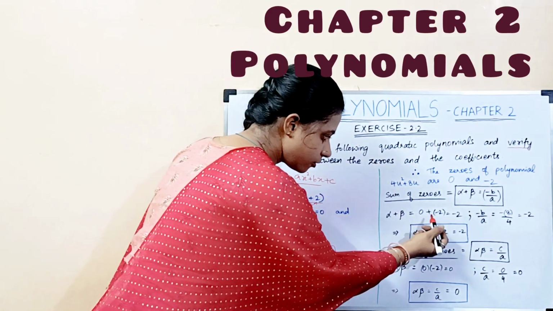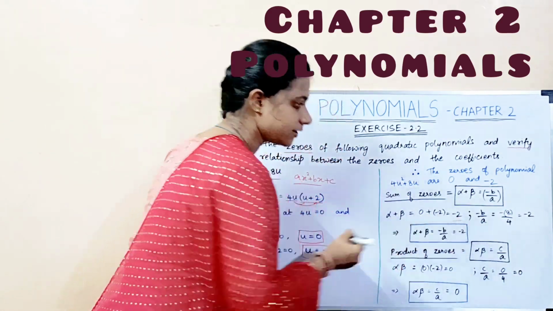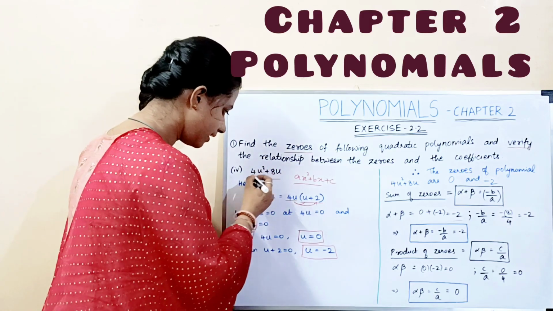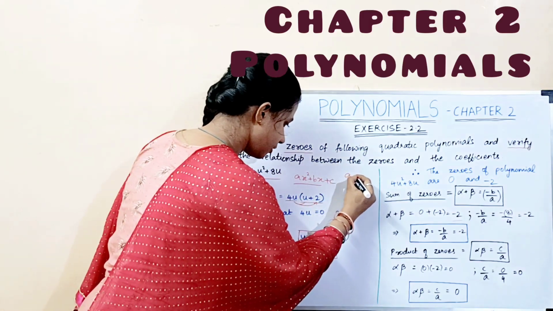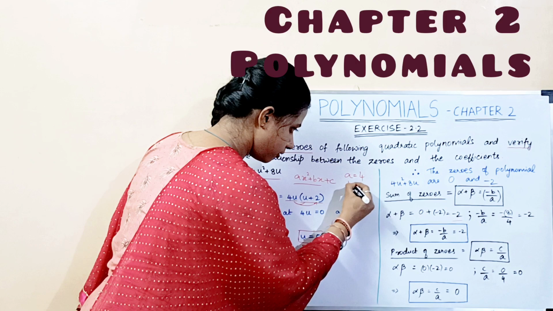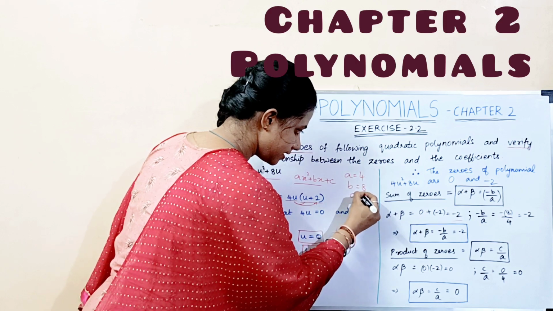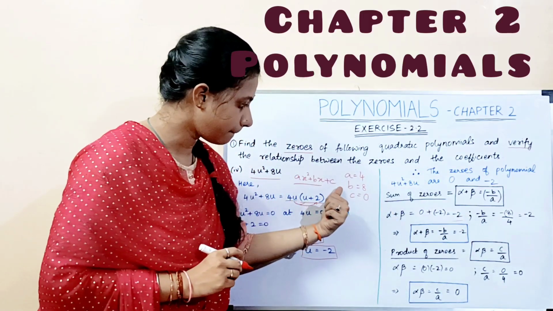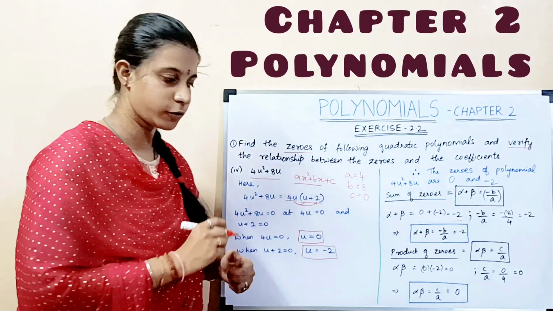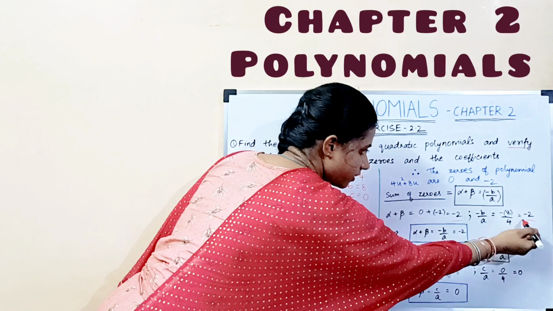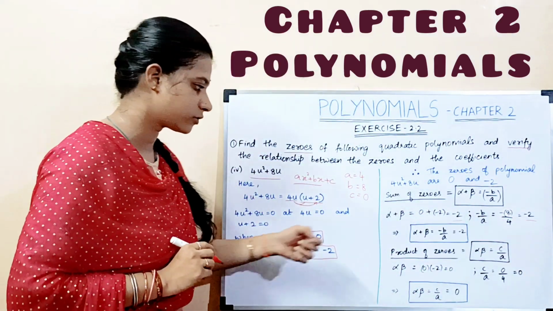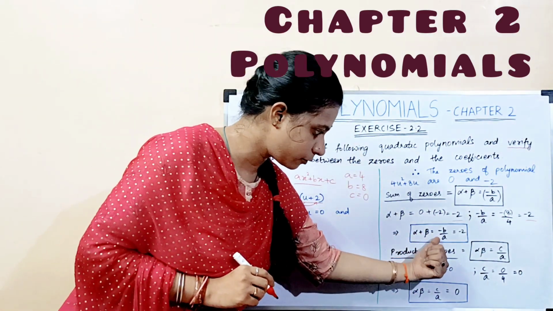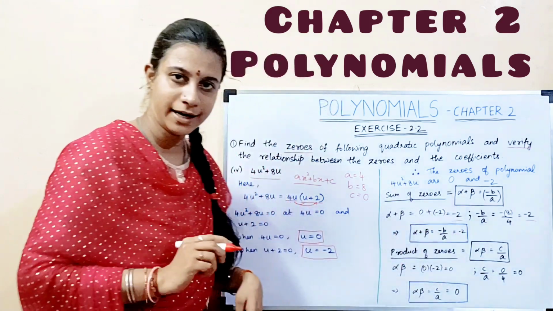While doing the sum of the zeros, we get 0 plus minus 2 equal to minus 2. And for minus b by a, here if you see, a is equal to 4, b is equal to 8 and c is equal to 0. For minus b by a, we will get minus 8 by 4. So we get minus 2, which is the same as the sum of zeros. So we get alpha plus beta equal to minus b by a equal to minus 2.